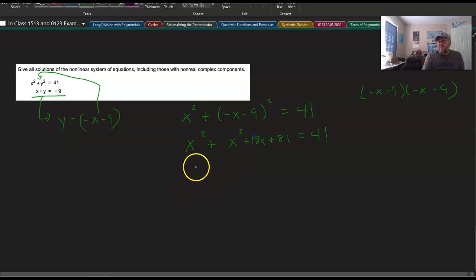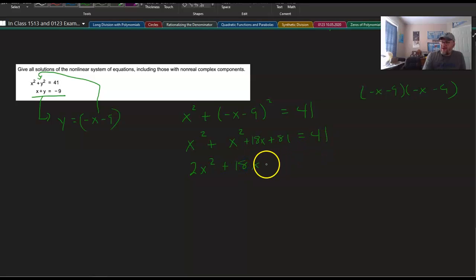So that's what you're going to get. Then I've got 2x squared, I've got an 18x, and if I subtract this 41 over, I get a 40. Now notice that all of these numbers are divisible by 2. That's a good thing, because that means we can just divide it out and make this factoring a lot easier. It gives a factorization of x plus 4 and x plus 5, because we're looking for the factors of 20 that add up to 9. So my x values are going to be negative 4 and negative 5.